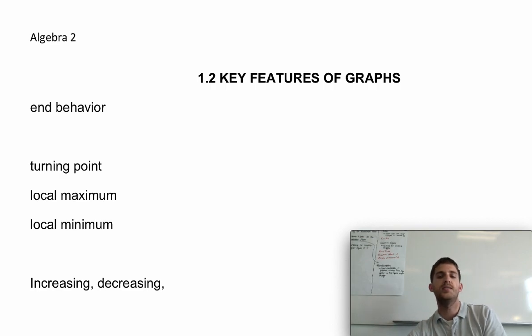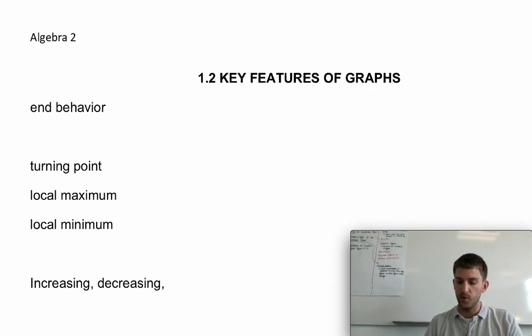Alrighty, folks, section 1.2 is kind of definition heavy, so bear with me. We're going to get through it together. The first part, starting off with definition number 1, end behavior. Now, I'm going to use some not so technical language here, but hopefully it'll make sense. So, we're going to say end behavior is what the graph does.